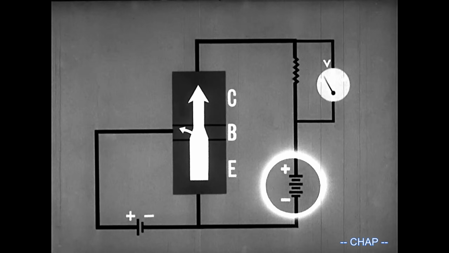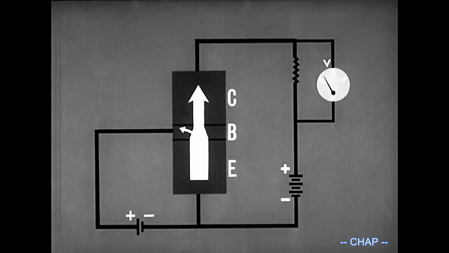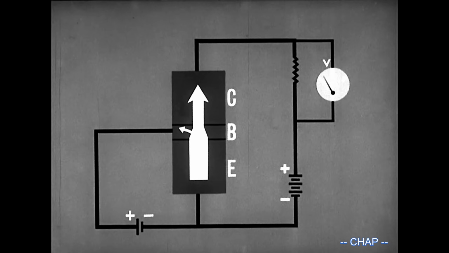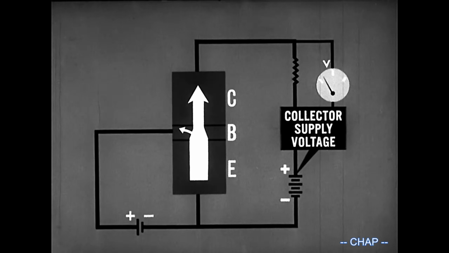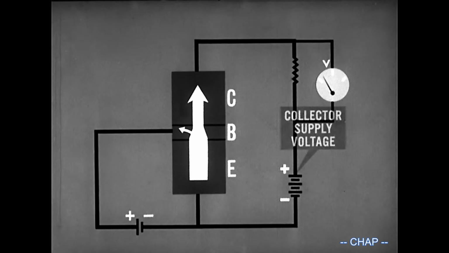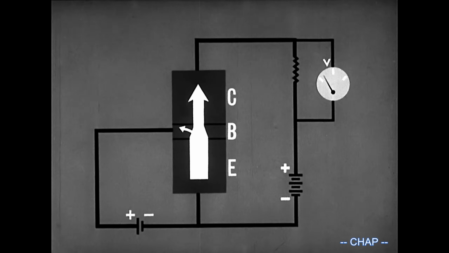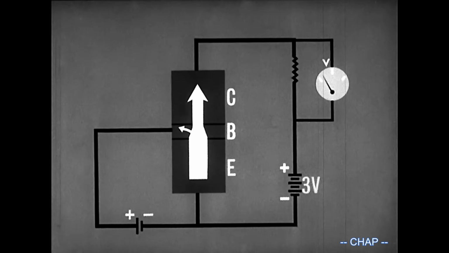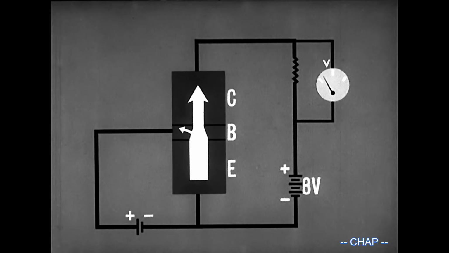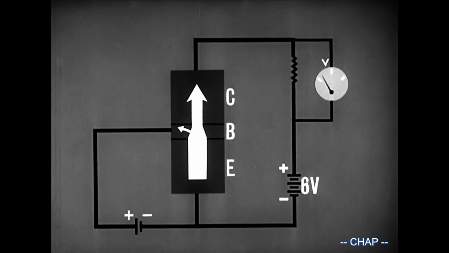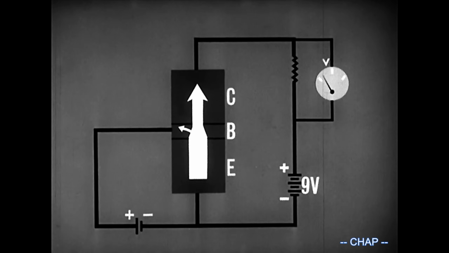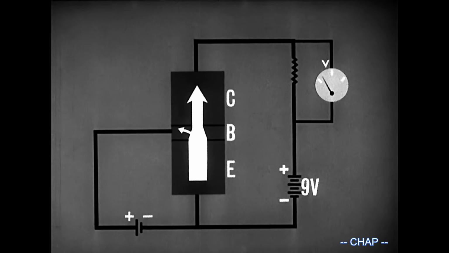But what about the reverse bias voltage? There are 3 points to remember. The first is that the reverse bias voltage is mainly determined by the value of the collector supply voltage. The second is that this voltage source will vary. It might be 3 volts, it might be 6 volts, or it might be 9 volts. The third and most important point to remember is that decreasing or increasing the collector supply voltage will cause only negligible changes in the amount of current flow.